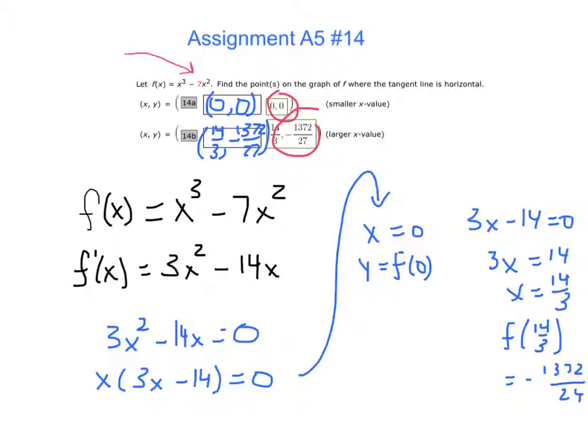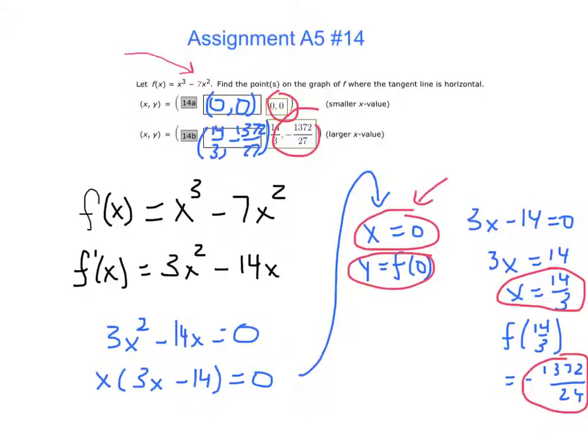When it asks for the smaller value, it means the smaller value of x, which for us is 0. 14 thirds is bigger than 0, so that would be what we call the larger value. Also, the y value here is 0, and the y value here is negative 1372 over 27. That's not what they're referring to when they say that, because negative 1372 over 27 is smaller than 0. Now we're going to look at the x values, so we want to look at these.